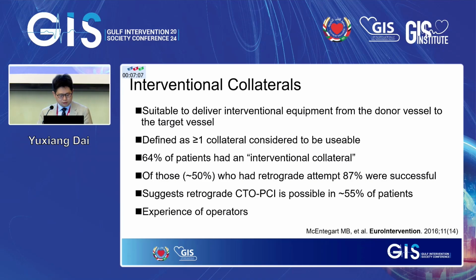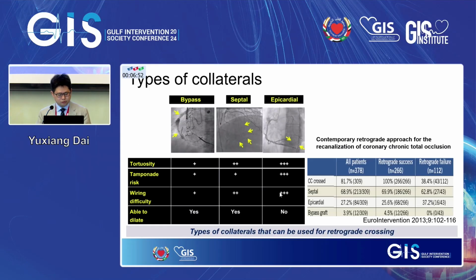About 64% of the patients had real interventional collateral, and retrograde CTO PCI is possible in above 50% of patients. Of course, this is according to the experience of the operators. The types of collateral that can be used for retrograde crossing include the bypass, septal, and epicardial.